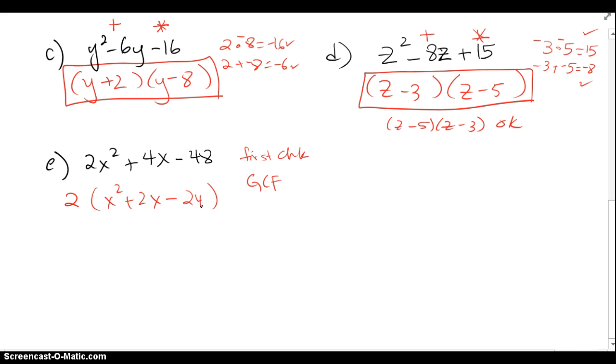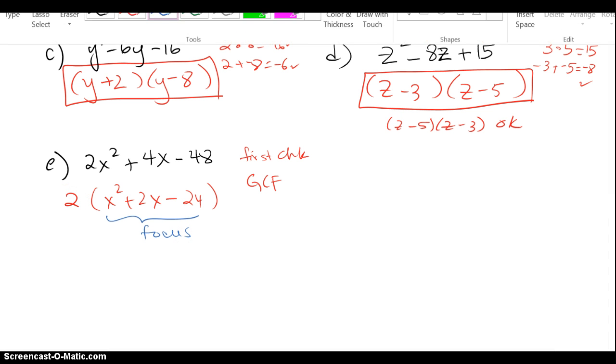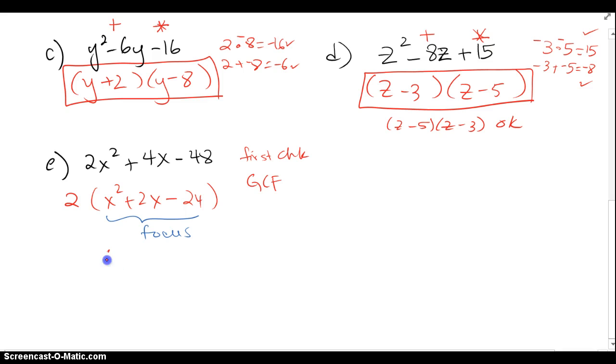Now that I have that, I can go ahead and just focus on this trinomial and then worry about the 2 later. So I'm going to open up my two parentheses. For the x squared, I'm going to put x and x. And then I'm looking for two numbers that multiply to -24 but add to a +2. And the factors that might work might be 6 and 4.